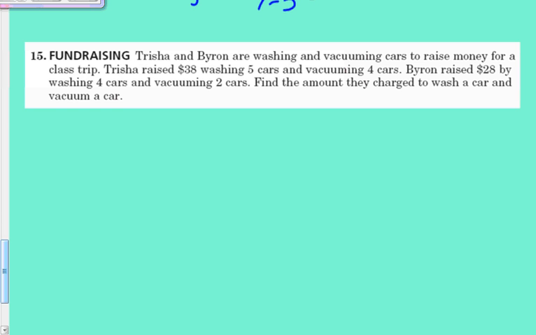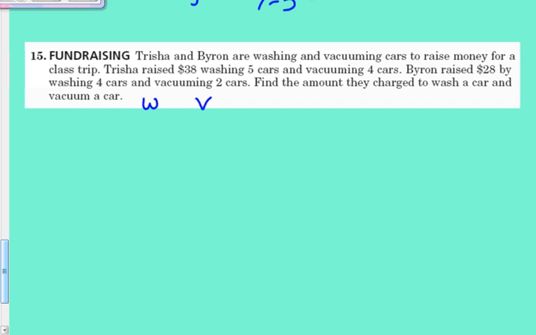Tricia and Byron are washing and vacuuming cars to raise money for a class trip. Tricia raised $38 washing 5 cars and vacuuming 4 cars. And Byron raised $28 by washing 4 cars and vacuuming 2 cars. Find the amount they charge to wash a car and vacuum a car. Well, those are our variables. We've got washing a car and vacuuming a car. So we're going to use W and V.